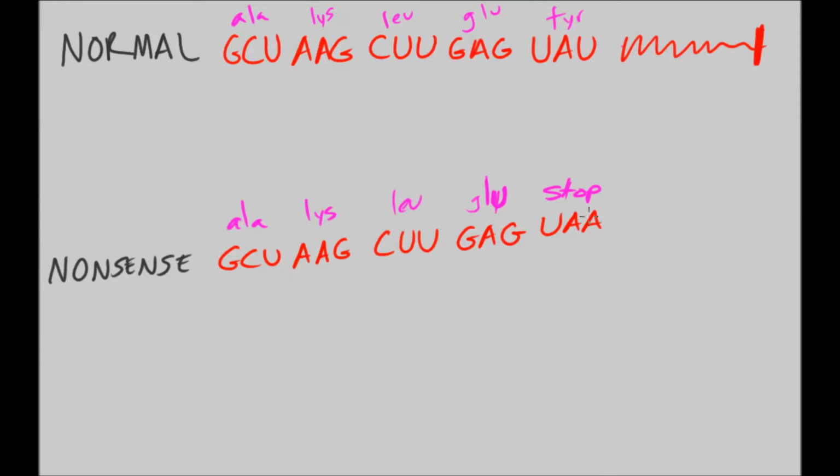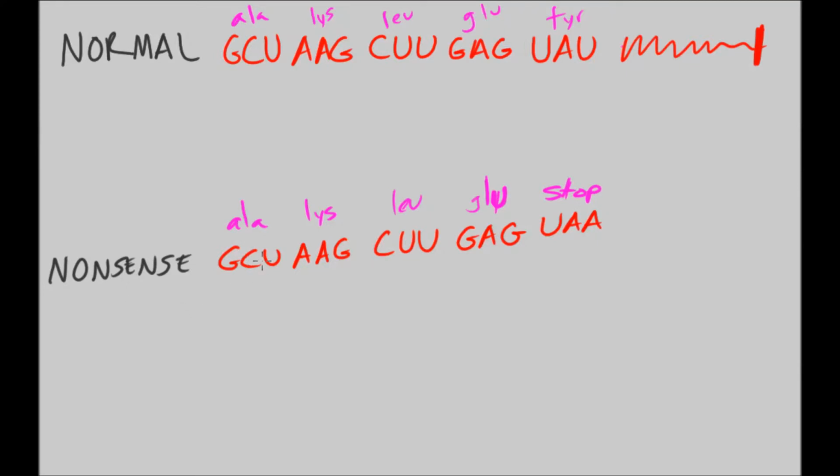We have a mutation in our sequence, a uracil changed to an adenine, and that accidentally truncates our protein. We stop adding amino acids beyond that. So we have an alanine, a lysine, a leucine, a glutamate, and stop. We are not going to continue on with making that protein. That is a nonsense mutation.